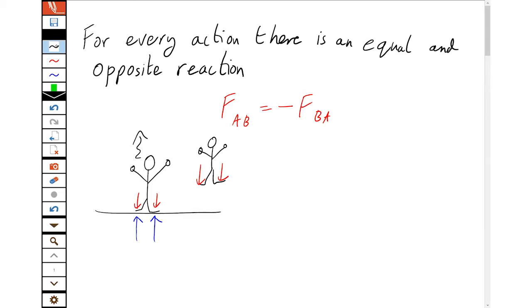Another example, the Earth and me. Hello again. I'm very narcissistic today. Now, if I feel a weight of 800 newtons pulling down on me, remember, forces are vectors, so they have size and a direction that can be drawn as an arrow. Then the Earth feels an equal and opposite force pulling up on it of 800 newtons. And this is true of every possible scenario, no matter what.